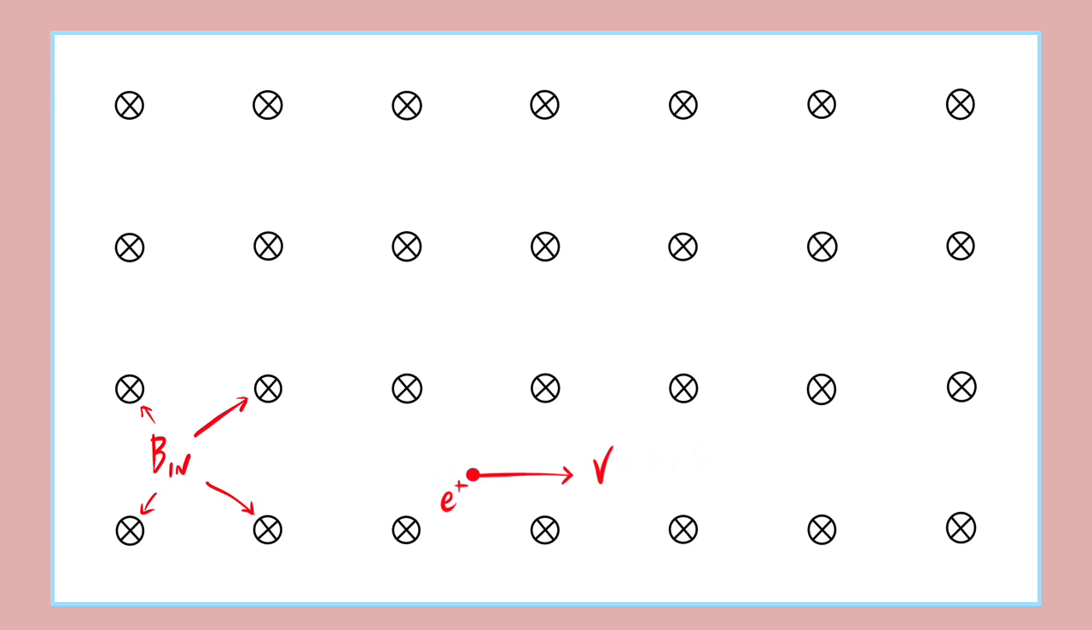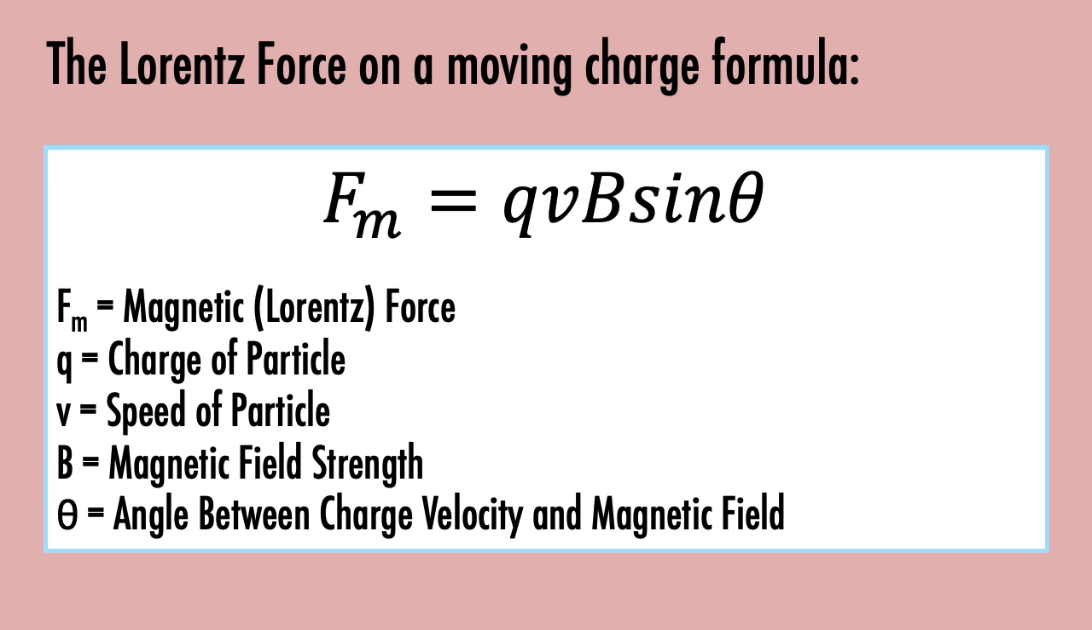First, how much does the Lorentz force pull on the proton? And second, in what direction does the Lorentz force pull on the proton? Let's start with the magnitude. According to the Lorentz force formula, the magnitude of the force is directly proportional to the charge of the particle, the speed of the particle, the strength of the magnetic field, and sine of the angle between the particle's direction and the magnetic field's direction.